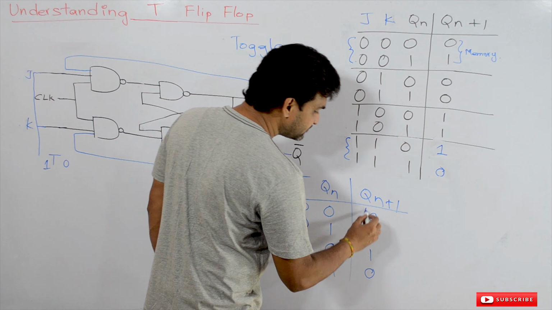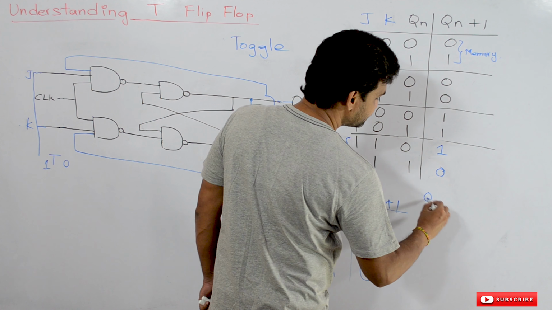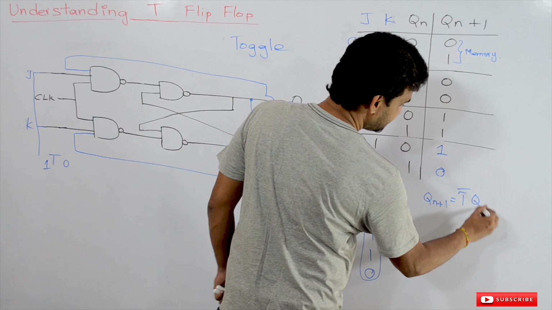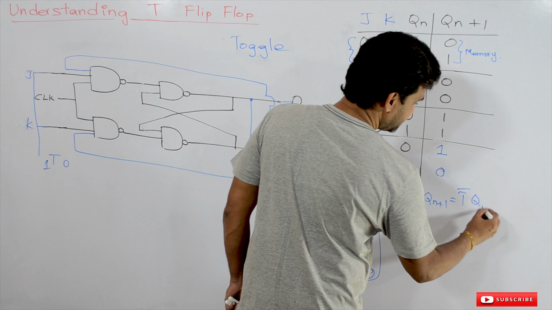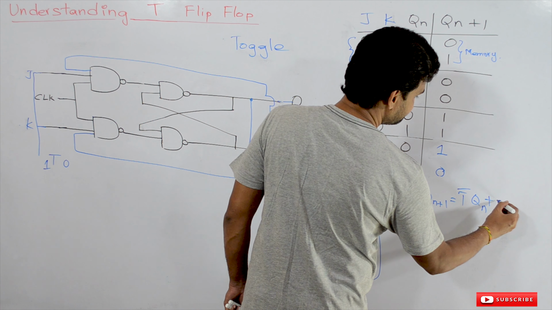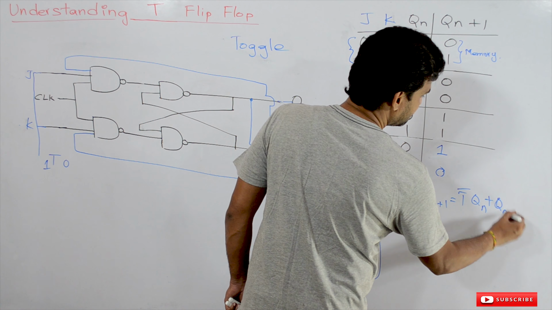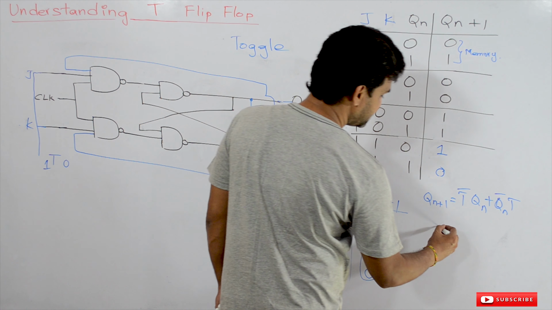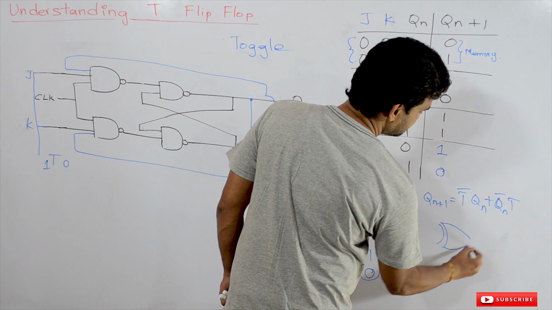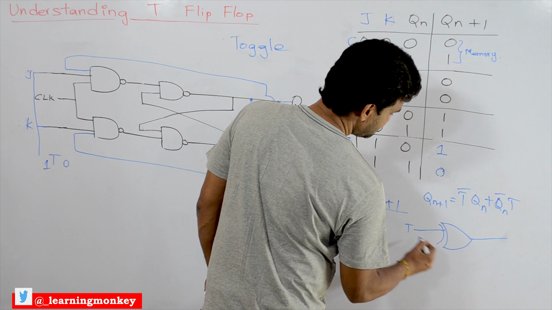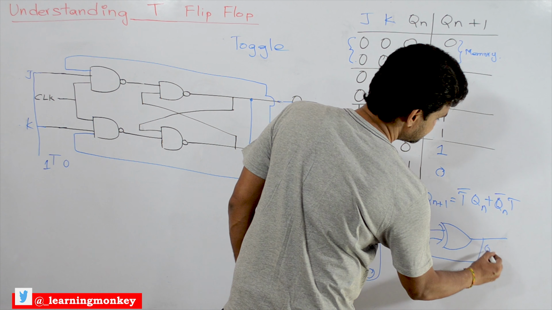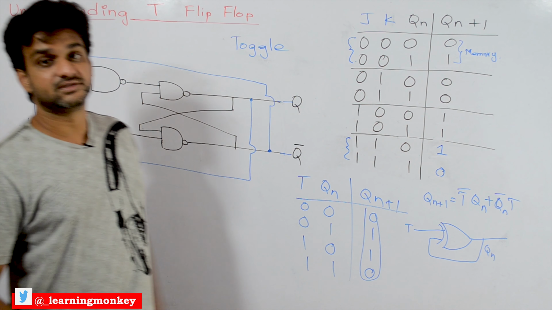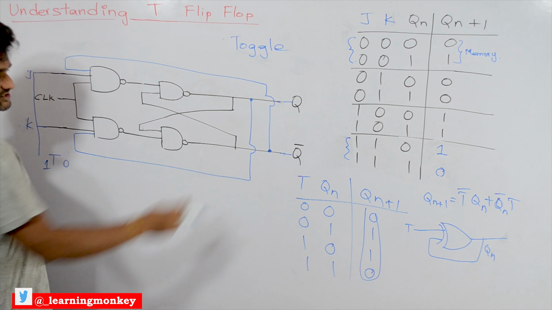So how does the function Qn plus 1 resemble? It is T complement Qn plus Qn complement T, that is the XOR function. And how can this function be implemented? It's very simple. Take an XOR gate, one input is T and the other input is Qn. So this is the implementation, the realization of the toggle flip-flop.